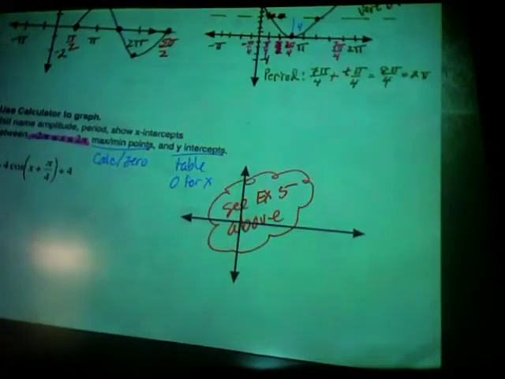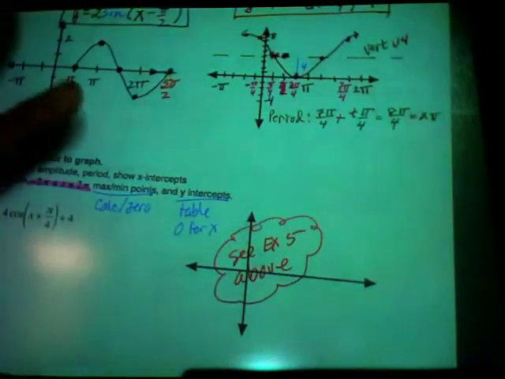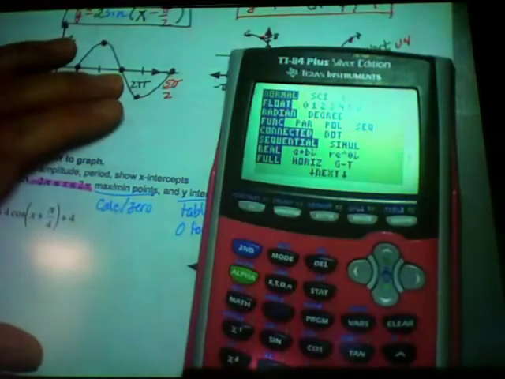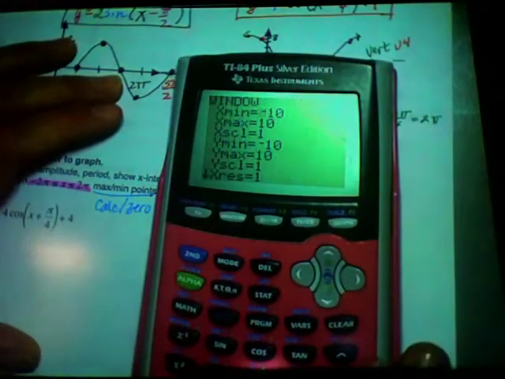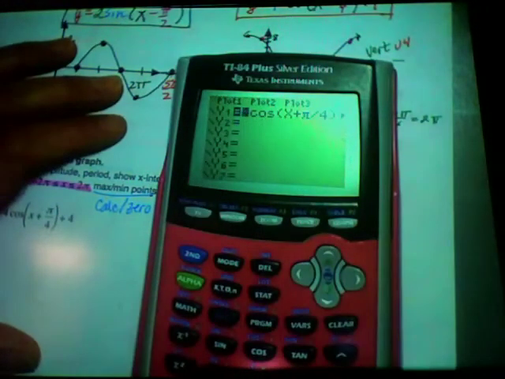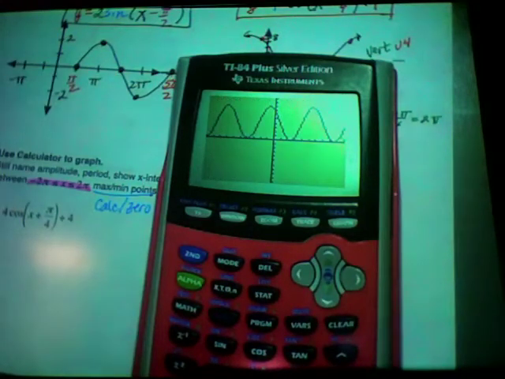Okay, so back to this. Let's finish up 4-5. So again, your calculator should be in radians, right? And your window should be standard, and then this should be plotted in there, correct? And so you should get a pretty graph that looks like that.